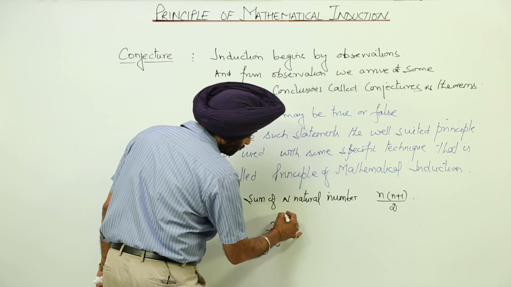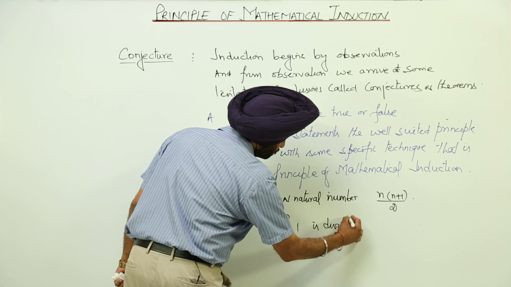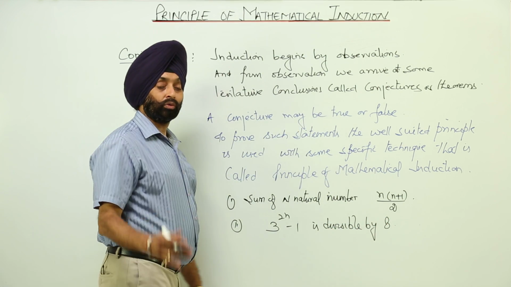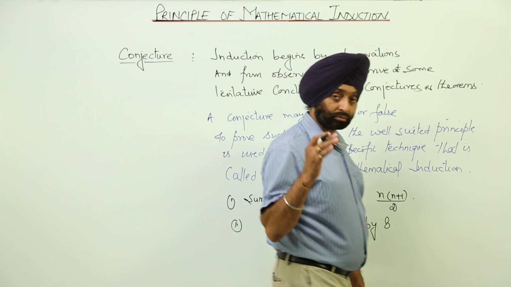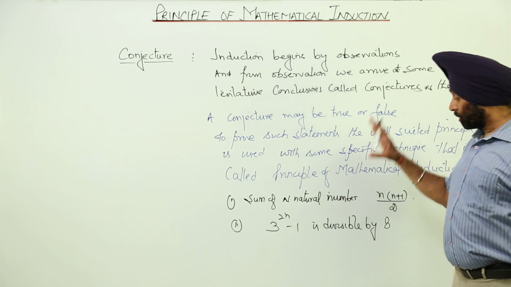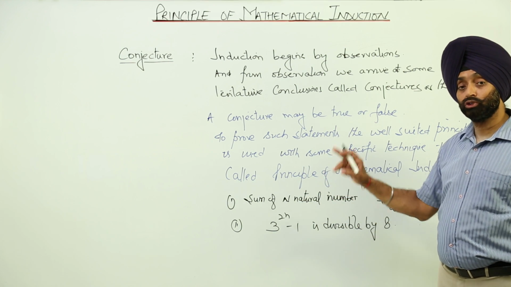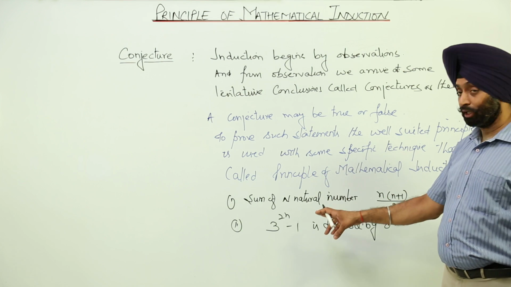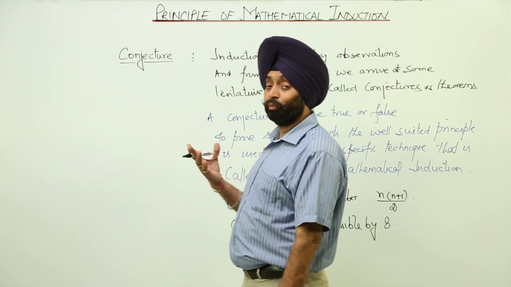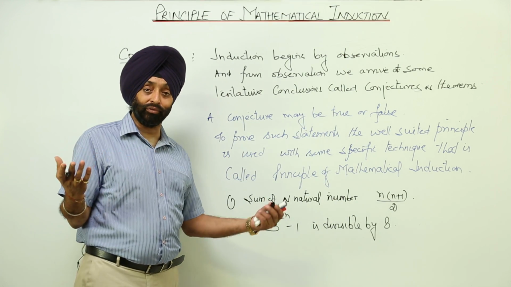So, a second example it can be, suppose we have 3 raised to power 2n minus 1 is divisible by 8. Now, if you go on putting values of n for a natural number, first of all, suppose I put n as 1, then this becomes 3 squared minus 1, that is 9 minus 1 is 8, and 8 is divisible by 8. Then I put n as 2, that becomes 80, and 80 divided by 8, we get the result, we can divide it.